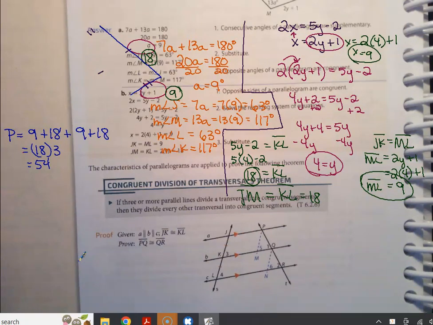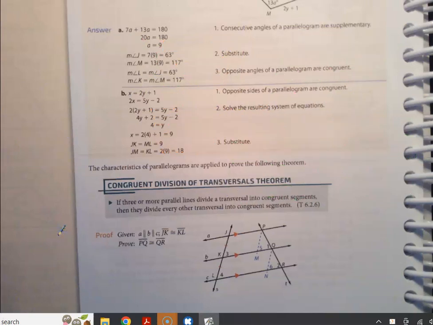If 3 or more parallel lines, so we've got 3 parallel lines here, divide a transversal, so this one. Let me clear all this writing off so it's not so discombobulating. Okay, there it goes. So if 3 or more parallel lines divide a transversal into congruent segments, so these are congruent, right? Then they divide every other transversal into congruent segments. So this piece would be congruent to this one. But they're not congruent to the other ones, because the transversal can be going in a different angle, so it could get a different line. But the pieces that it cuts would be congruent. Does that make sense?